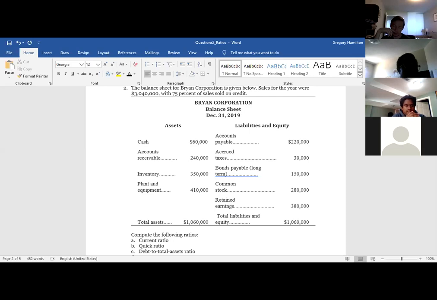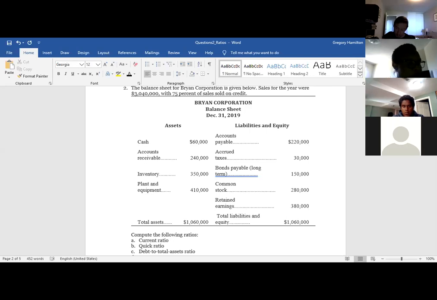The other two items on the balance sheet are common stock, which we know is equity, and retained earnings, which is also equity. So our debt would be 220,000 plus 30,000, that makes 250,000, plus 150,000, and therefore 400,000. Okay. Thank you. Yep, that makes sense.